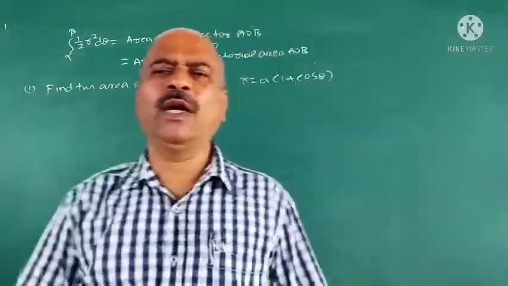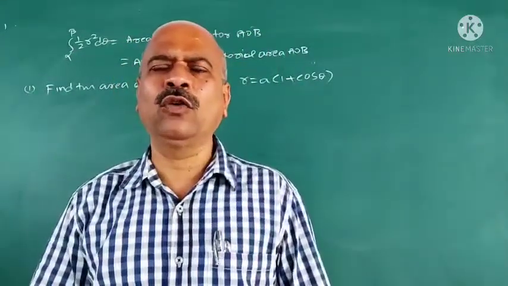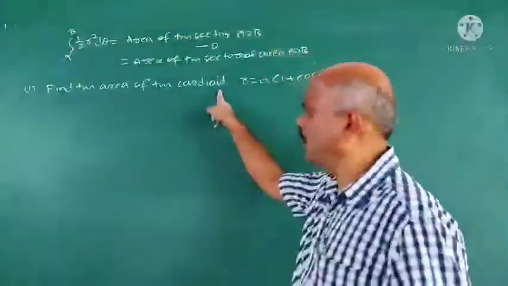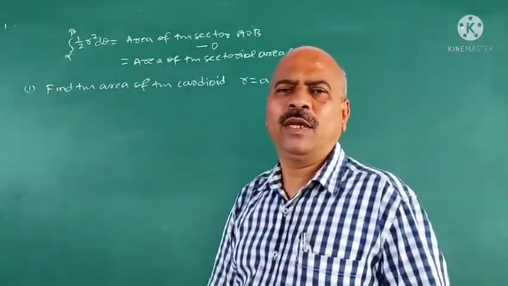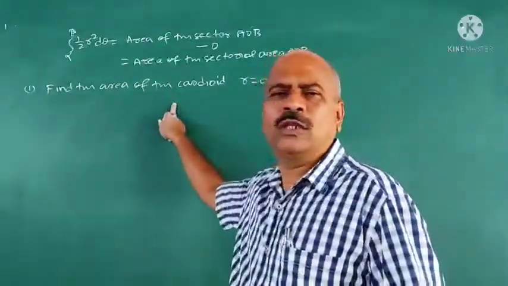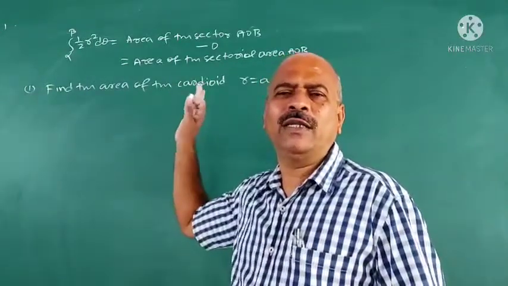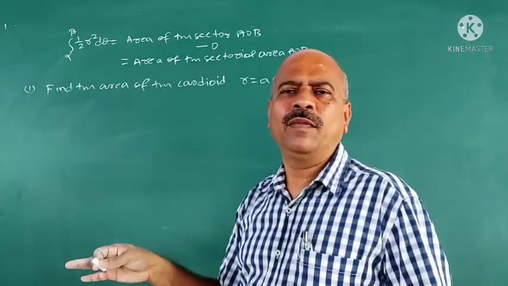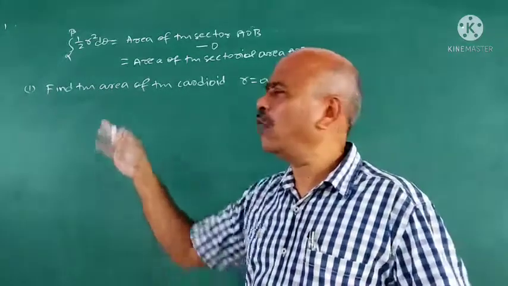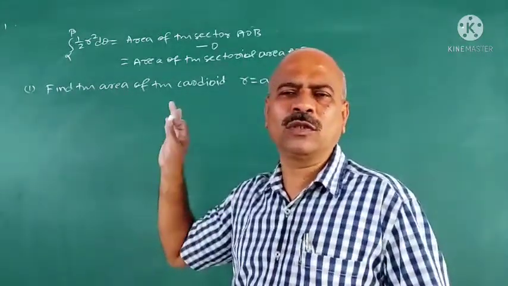Find the complete area of the cardioid r = a(1 + cos θ). How to find it? First you should know the curve. That is why I explained curve tracing in detail. At least the standard curves you try to remember: cardioid, cycloid, lemniscate of Bernoulli, asteroid. These are the curves we often use here, and we refer to these curves.